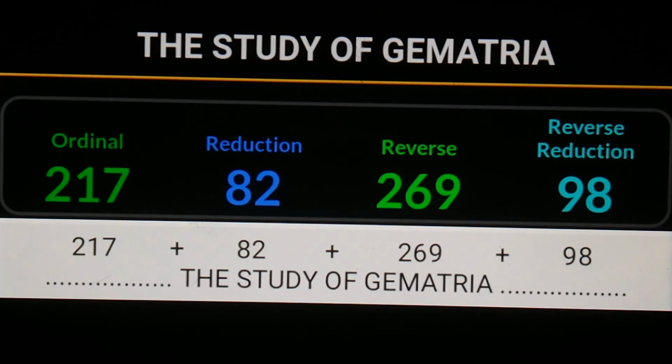Look here. The study of gematria. There's 18 letters there. There's only one letter R and one letter I. 18 letters total. The study of gematria, in ordinal equals 217, and reduction it equals 82, reverse it equals 269, and reverse reduction equals 98. Add them together, you get your 666.